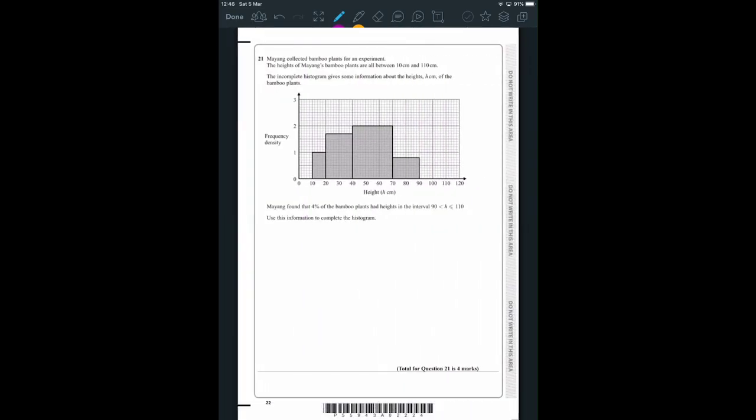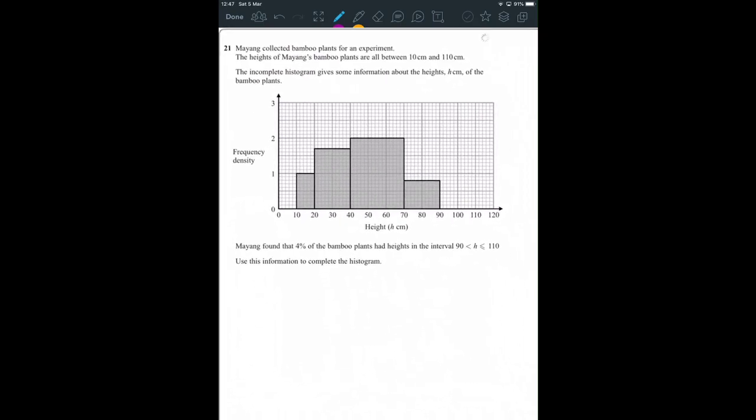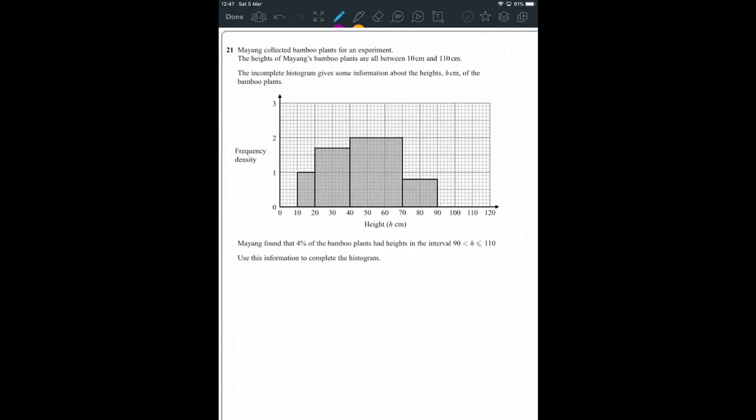Question 21. A very late histogram question. We'll notice this isn't a complete histogram. It's got a bit more meat to it in a percentage down here. We've collected bamboo plants for an experiment. All the heights are between 10 and 110, so we'll notice our last bar is missing.